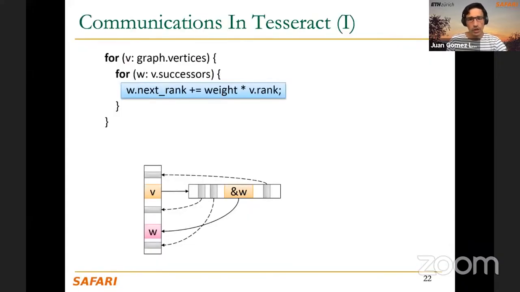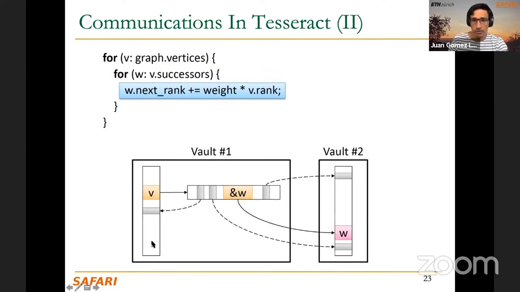So let's talk about the communications. This is the same PageRank code that we have seen before, where we have a vertex and we visit the successors of this vertex, or this graph node, and then we update the rank of the successors, right? In some cases it will be easy, because we will have the successors of the node residing in the same vault, or at least in the same 3D memory stack, and the access will be pretty fast and efficient.